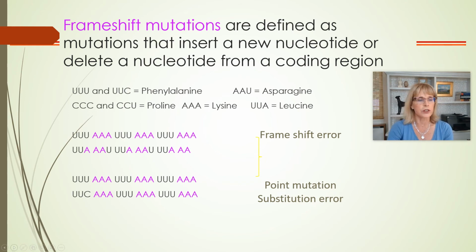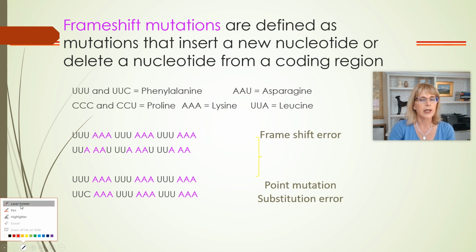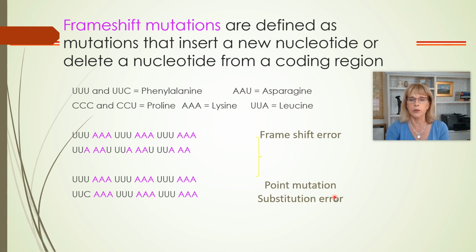The other kind of mutation is this one here. It is a point mutation. It's called a point mutation because it is a substitution error. So in the frameshift error, I deleted this uracil. But in a substitution mutation, I have just substituted a cytosine for a uracil. Now, I want you to watch this, okay? We have changed this particular codon. This codon should have read UUU, but now it reads UUC, okay?